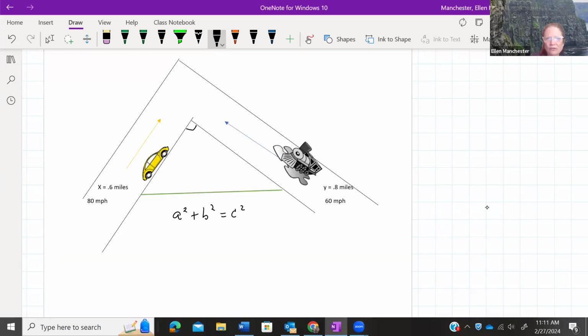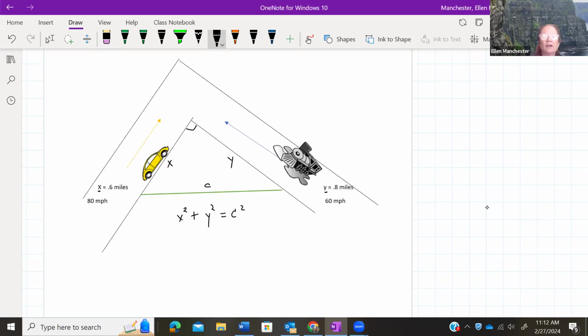If I use these variables, this could be a and b, and this could be c. I'm going to change the variables to match what I have here. Variables don't matter; what I use doesn't really matter. It's just an unknown. So I'm going to change this and this to x and y. So we have x squared plus y squared equals c squared. We'll leave the c alone.